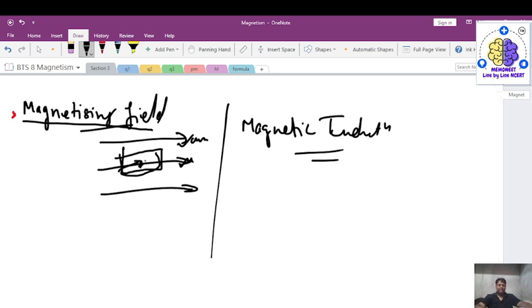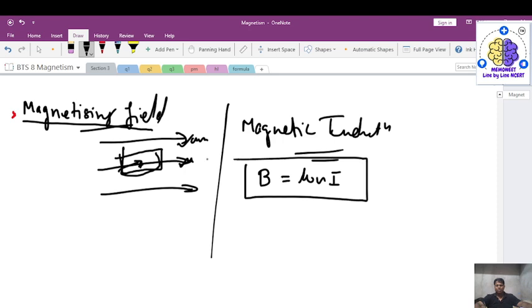Right. Now next is your magnetizing field intensity. This magnetic induction is being given by B, right? It has been given by B, and suppose we are talking about a solenoid, so B will be equal to mu naught N into I, right? For a solenoid, it will be equal to mu naught into N into I.